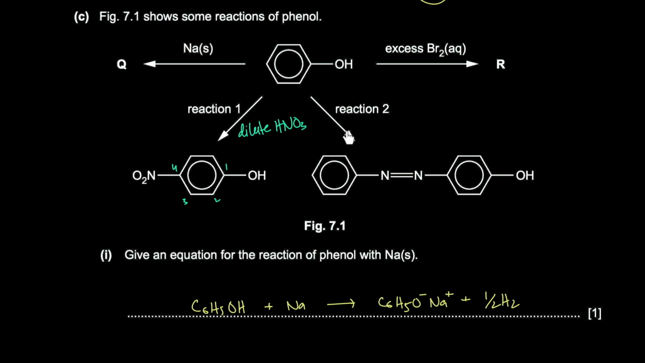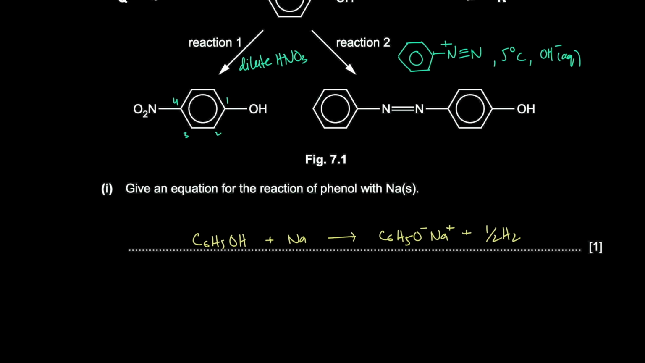And then for the second one, we're making an azo dye. So for this, we're going to use a diazonium salt. You should remember that we can react diazonium salts with phenol to make azo dyes. This reaction has to be carried out between 0 and 10 degrees Celsius, so a suitable temperature would be 5 degrees Celsius, and it has to be carried out in alkaline conditions. So we need aqueous alkali.